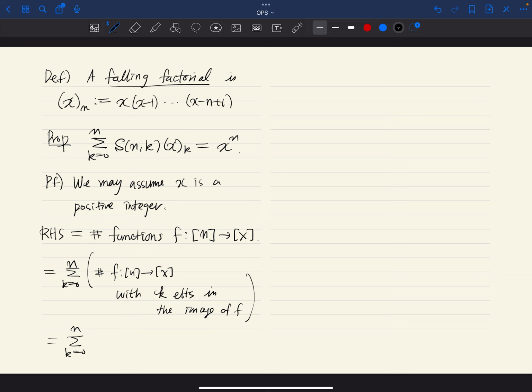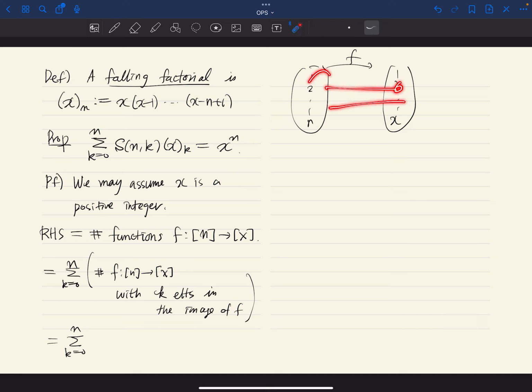Let's do it this way. Just imagine the diagram again: 1, 2, dot, dot, dot, n, mapping to 1, 2, dot, dot, dot, x. You want exactly k elements in the image, right? That means if you collect the image, they will form a partition of n with k parts, k blocks. So that's S(n,k). This is for partitioning the set into k parts.